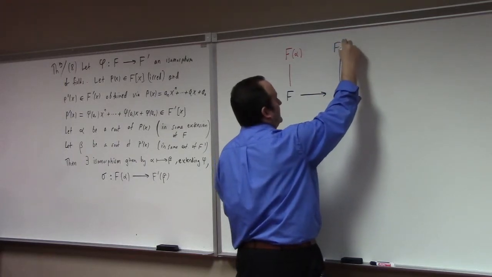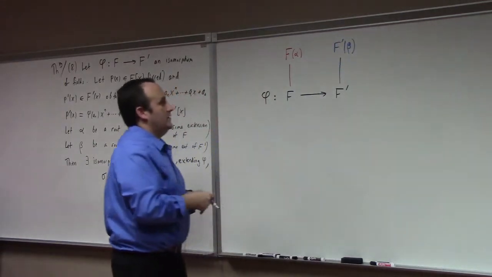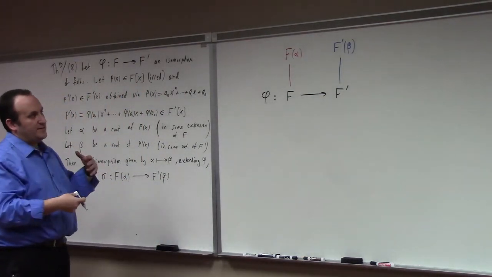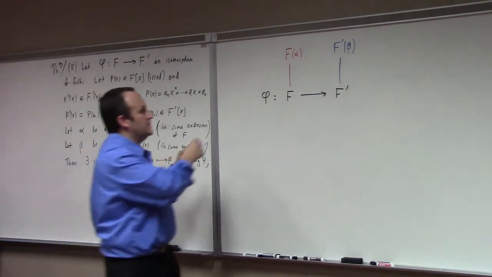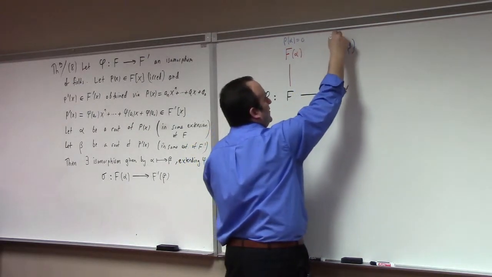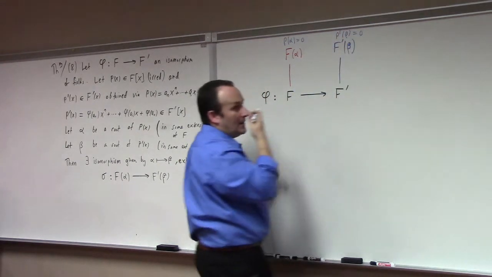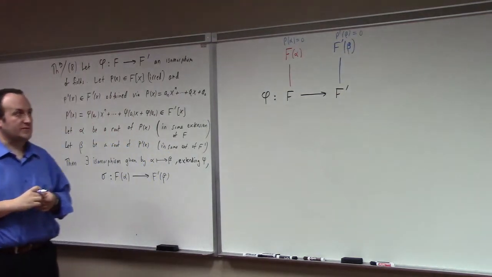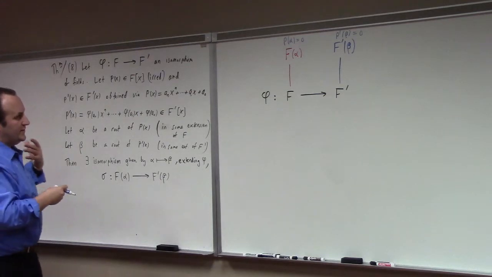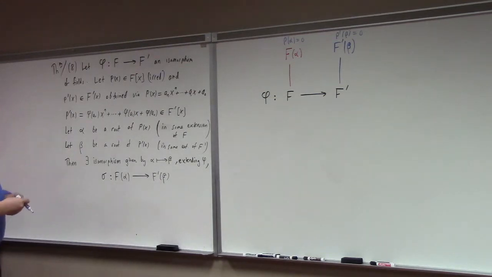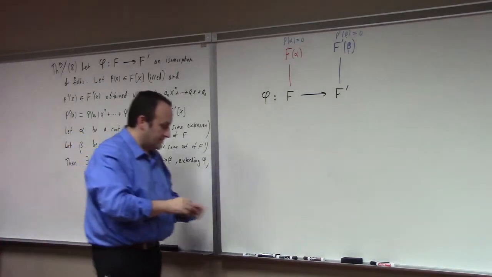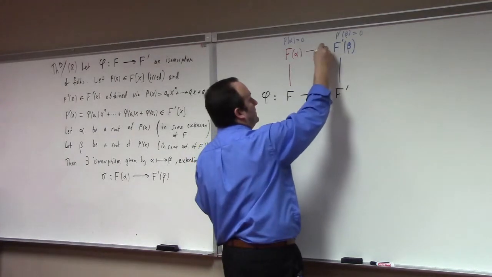Beta, I think he said. So we're given all this data. We've got two fields. We have an isomorphism between them. Here, p of alpha is 0. Over here, p prime of beta is 0, right? By construction, these are roots. These are extension fields of f and f prime respectively, in which p of x has a root, in which p prime of x has a root. Then this theorem says that there exists an isomorphism between these, right? That there exists this sigma here.